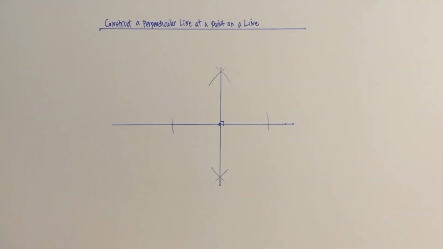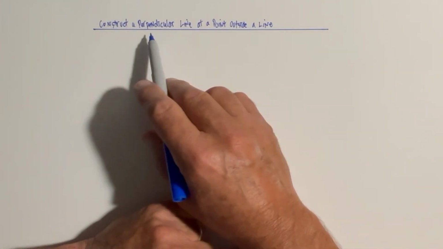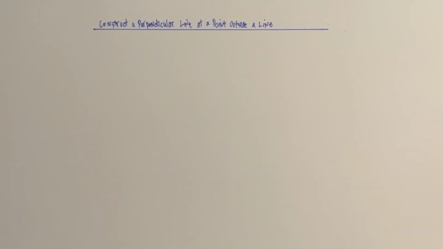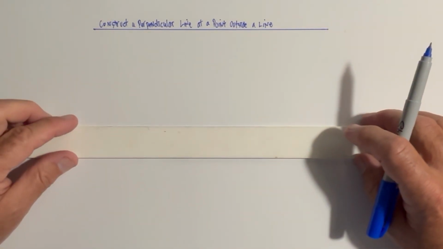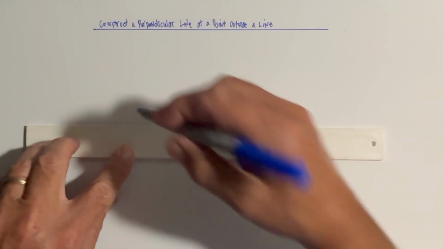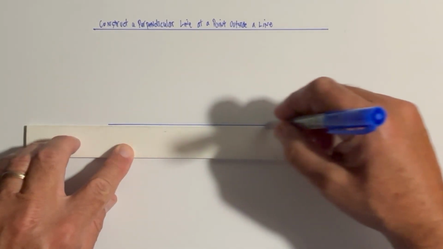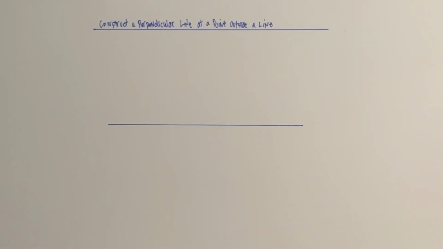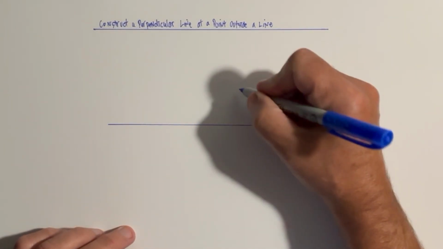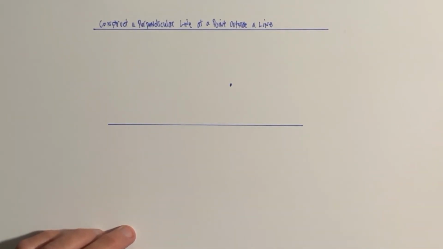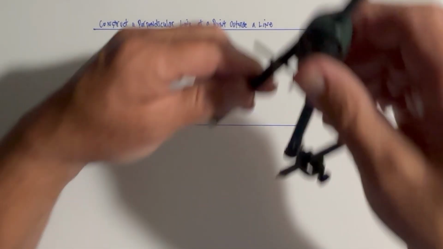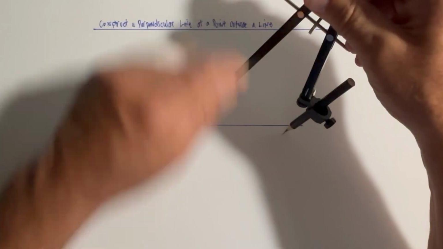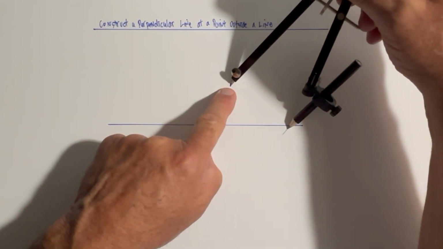So that worked. Now in the second part of this, I want to construct a perpendicular line at a point outside a line. So we had, let's draw another line. Just a generic line. Now this time we're going to pick a point outside the line. So right there. So the first thing we want to do is draw an arc that intersects this line from this point as our starting point.